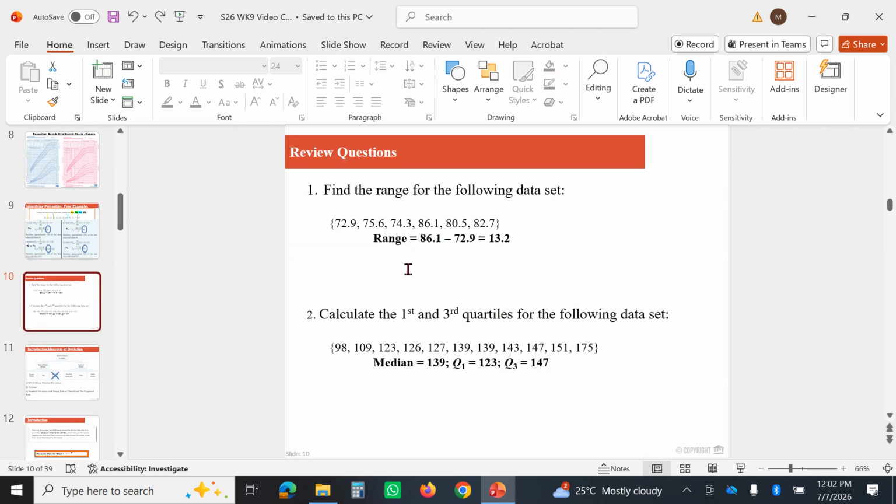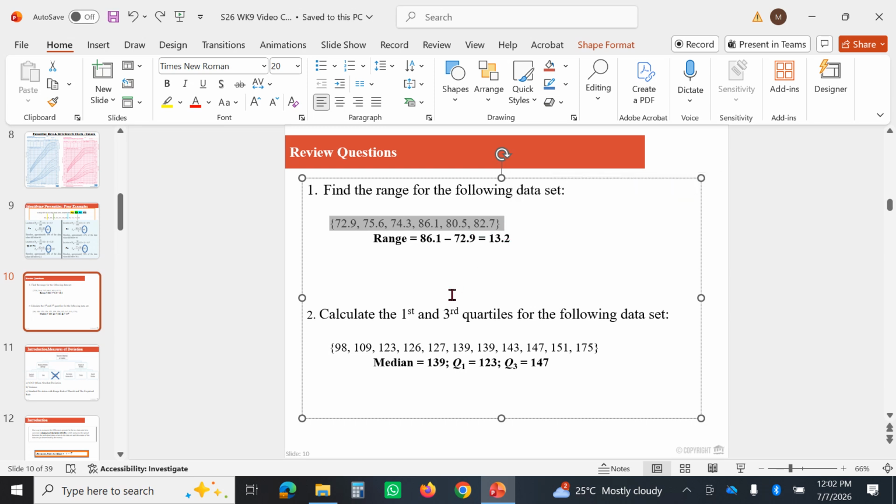Okay. Find the range of the following data sets. Here I've given you the data sets there, and I've given you the answers there. The whole idea, the range is your highest number, 86.1, minus 72.9 gives me a range of 13.2.